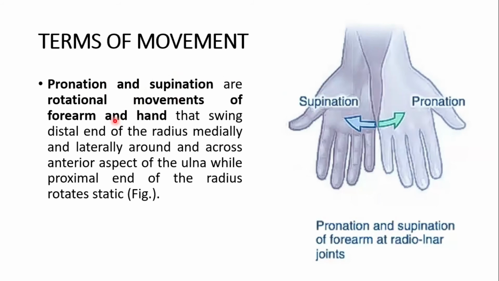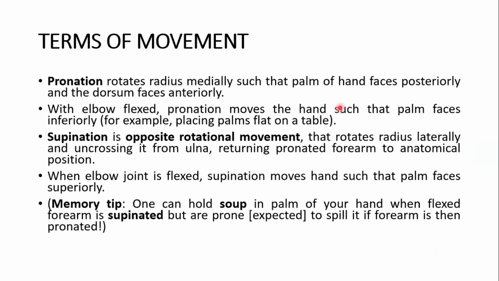These are rotational movements of the forearm and hand that swing the distal end of the radius medially and laterally around and across the anterior aspect of the ulna, while the proximal end of the radius rotates in place, right? And these occur at the radioulnar joints. This is the supination. Let's go into detail.